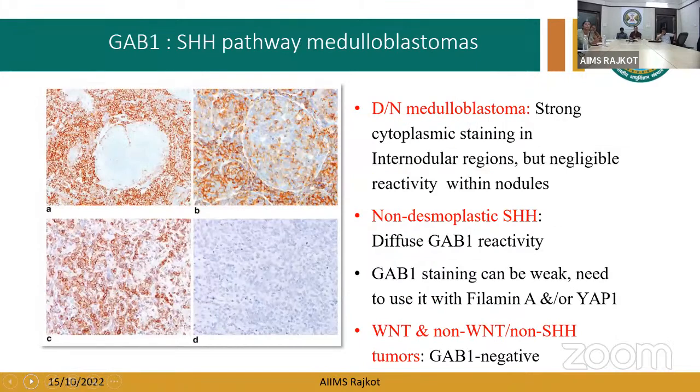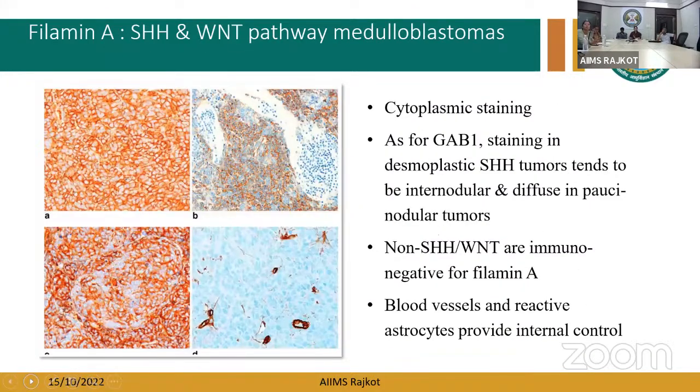Now, GAB1 is strong cytoplasmic staining in the internodular regions of the desmoplastic nodular medulloblastoma. Okay. In the non-desmoplastic SHH type, diffuse GAB1 reactivity will be there. It can be weak, so it should be used along with filamin A and or YAP1. The WNT and non-WNT, non-SHH type will be classically GAB1 negative.